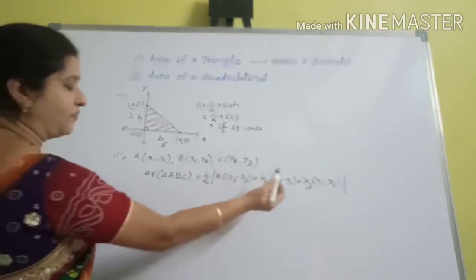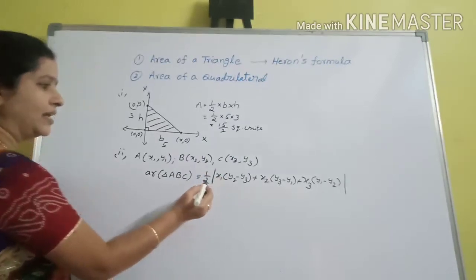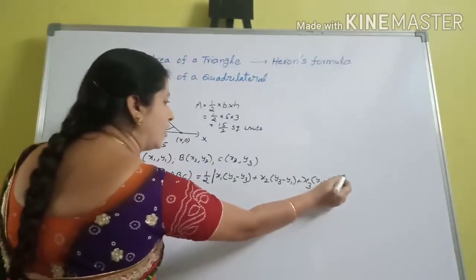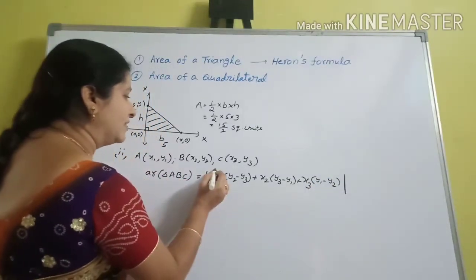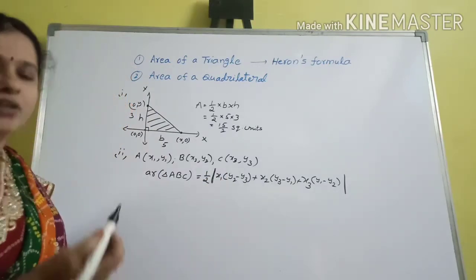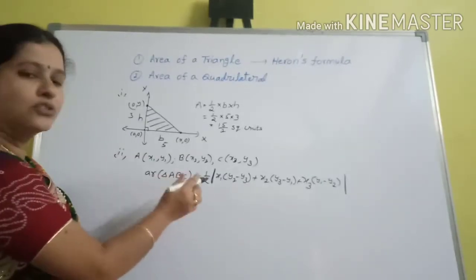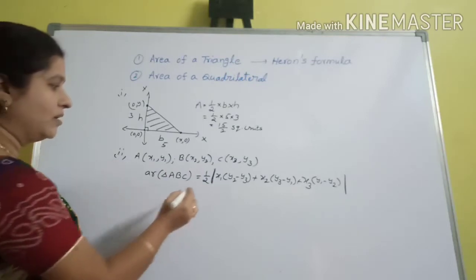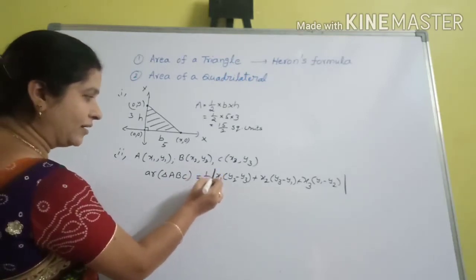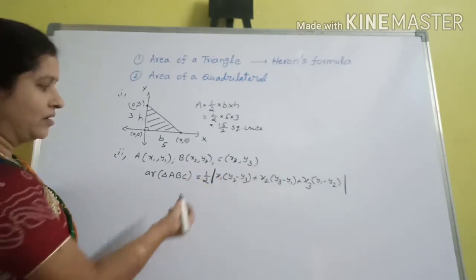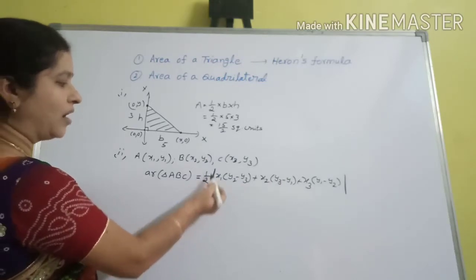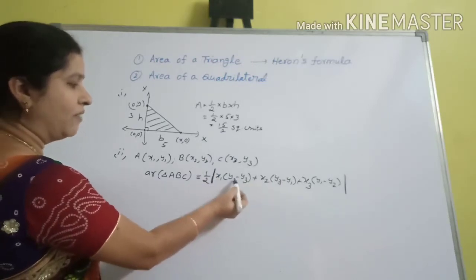Half modulus of, here we are taking the symbol modulus. Why we are taking here modulus symbol? What is the purpose of modulus? To get the positive values. So area should be always positive. So for this one we are taking the modulus symbol. So half modulus of x1 into y2 minus y3.